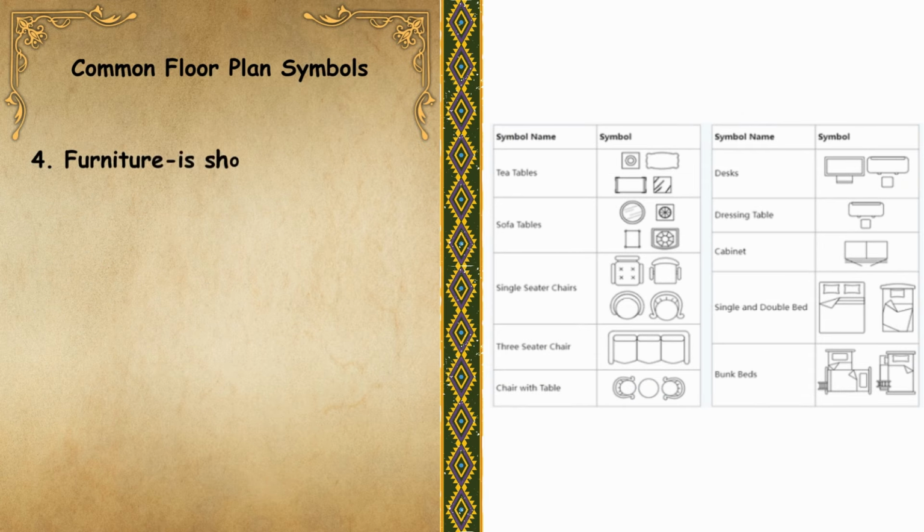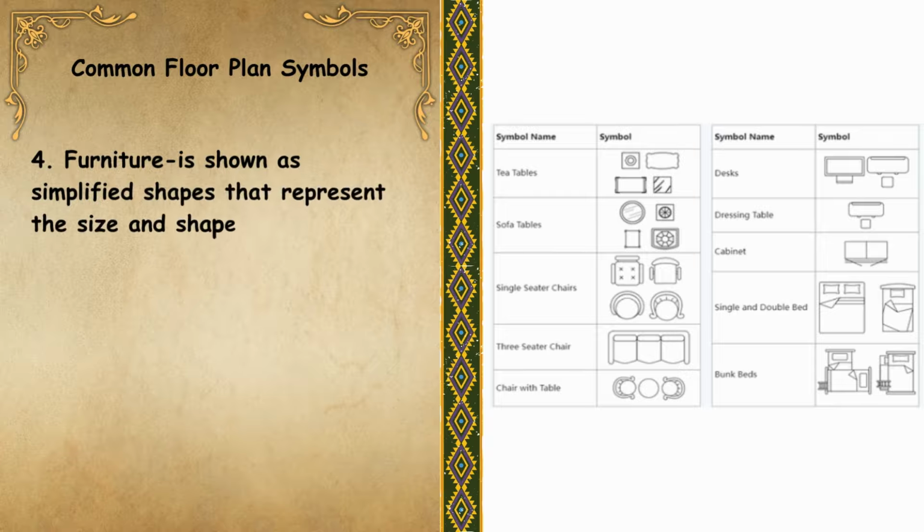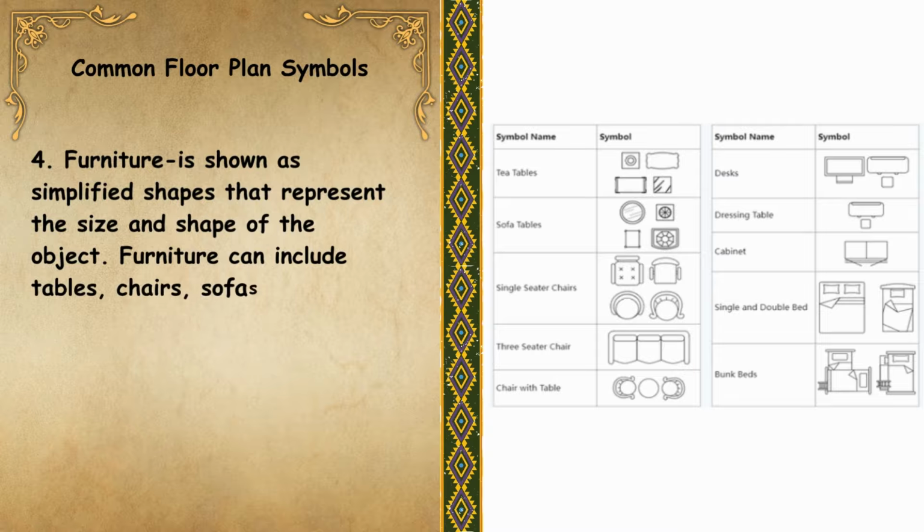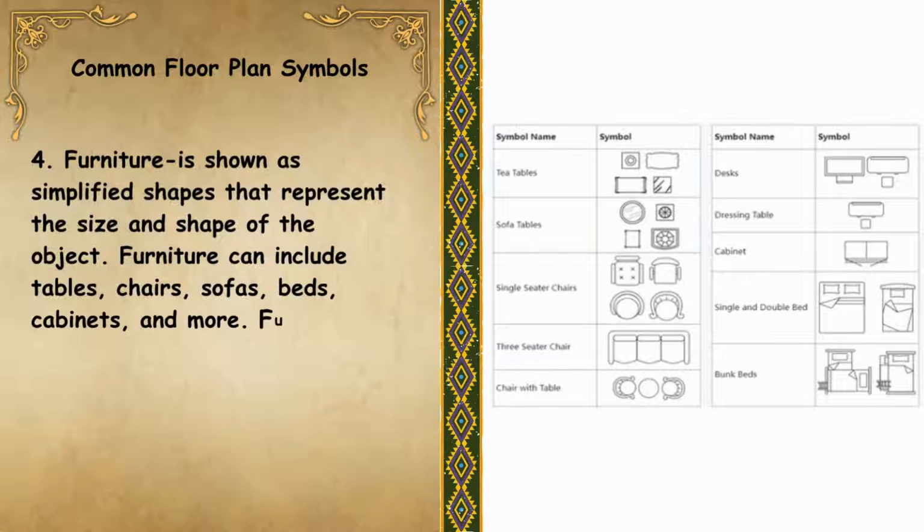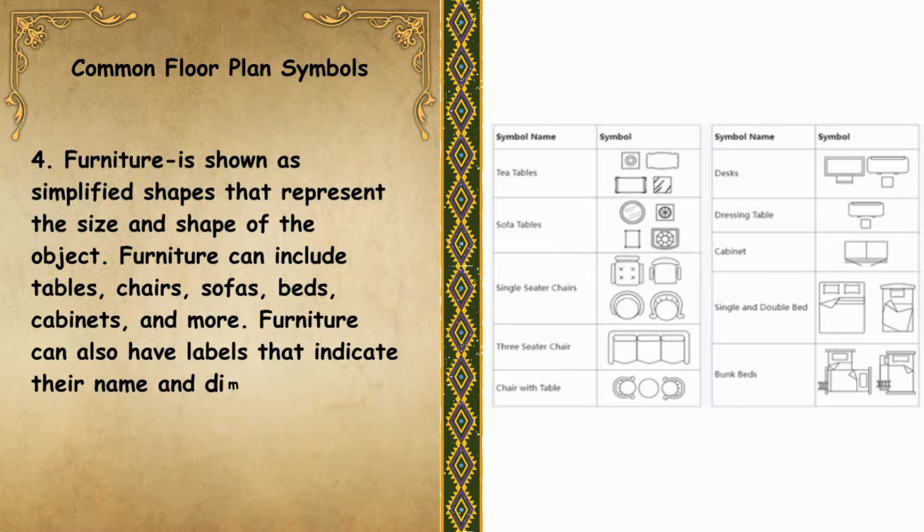4. Furniture is shown as simplified shapes that represent the size and shape of the object. Furniture can include tables, chairs, sofas, beds, cabinets, and more. Furniture can also have labels that indicate their name and dimensions.